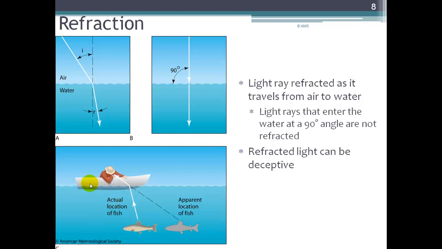So here's a picture of a guy in a boat, and he's looking down into the water. He sees a fish, and he sees the fish as being over here because the same thing is happening. The light that his eyes are seeing is being refracted. So here's the actual fish. He's seeing light reflecting off of that fish, and when the light crosses from the water to the air, it refracts and plays this little game with his eyes.